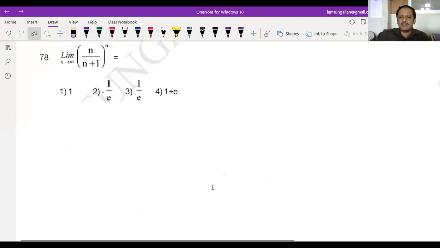Next question. Question 78. Limit n tends to infinity, (n by n plus 1) whole power n. In order to evaluate this limit, I would like to use this formula. Earlier, while discussing the synopsis, I gave you this formula: limit n tends to infinity, (1 plus 1 by n) whole power n is equal to e.